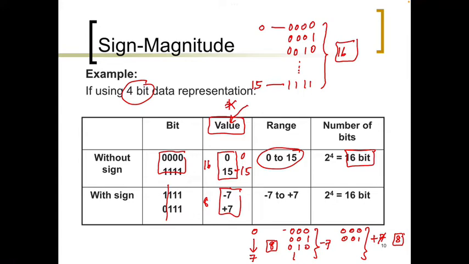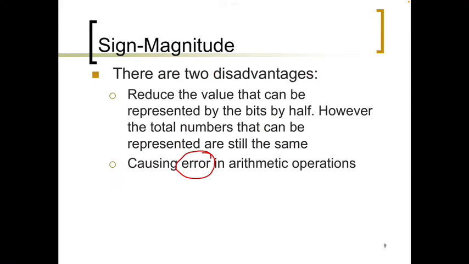I hope this makes you clear about the statement that we have here: reduce the value that can be represented by bits by half. By half means we have 0 to 7, whereas before, without sign, we have 0 to 15.